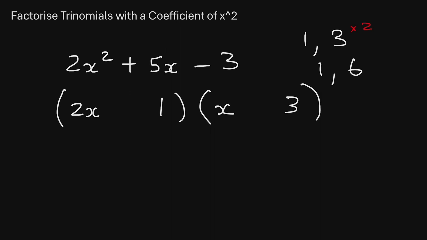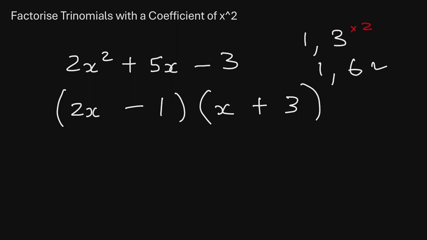And then we're going to say what? The last sign is negative. This means our signs are supposed to be different, but the bigger number will take the sign of the middle term. So now the bigger number is 3 here, but this 3 is actually 6. And then we have 1 to be negative, because we must have different signs. So that is how you would factorize a trinomial that has a coefficient of x².